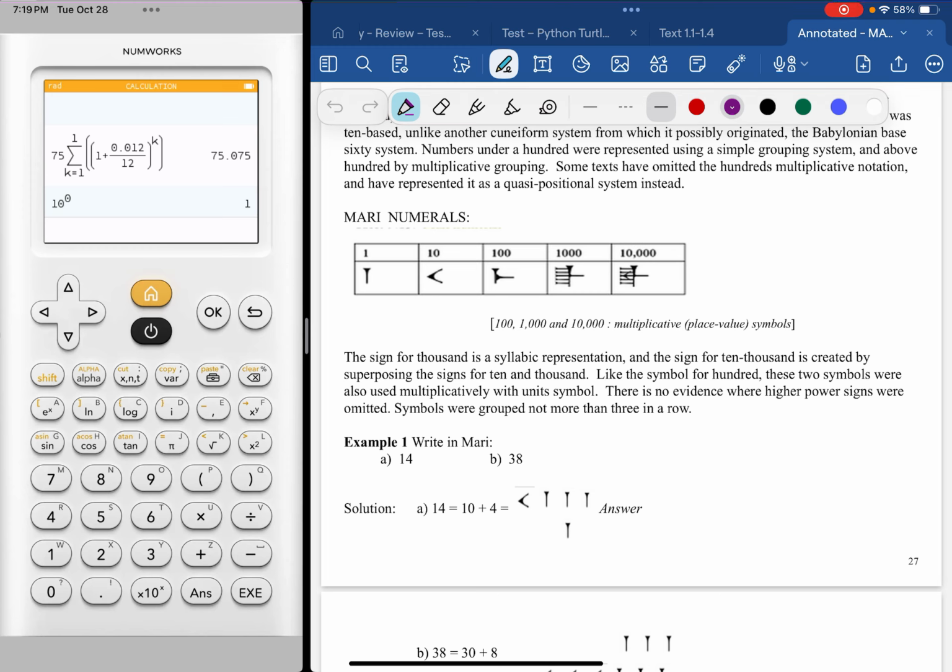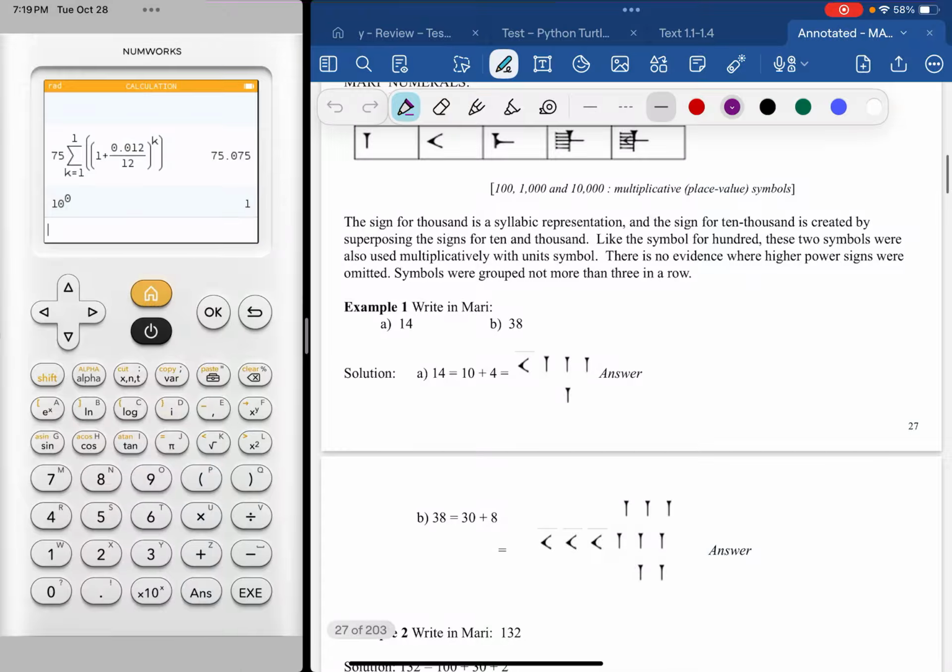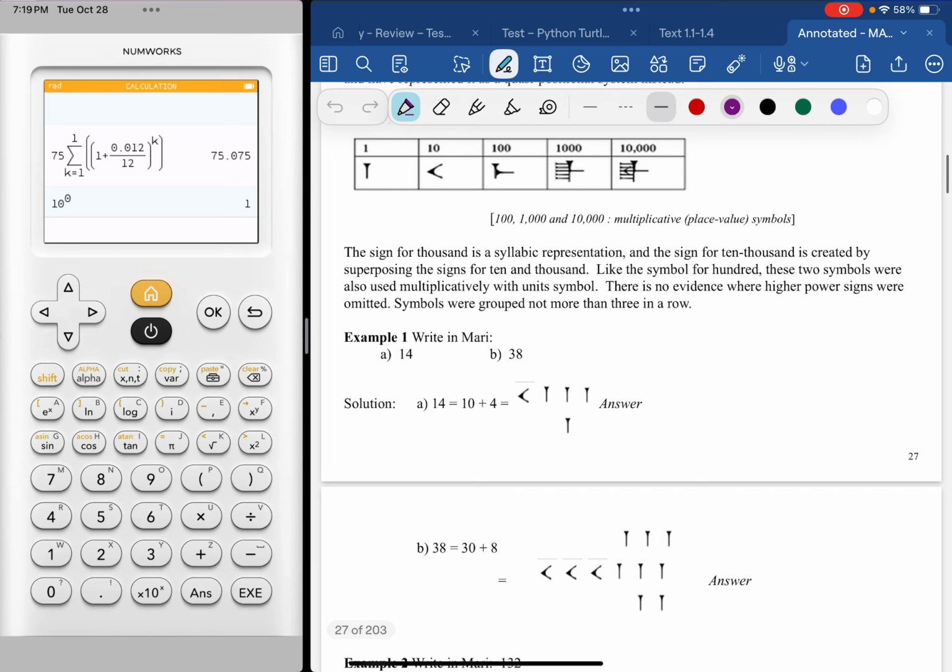And the sign for 10,000 is created by superimposing the signs for 10 and 1,000. Like the symbol for 100, these two symbols were also used multiplicatively with unit symbol. No evidence where higher power signs were omitted. Symbols were grouped not more than 3 in a row. All right, so that gives you kind of an idea of how it plays out. But we're kind of looking at it the same way we would for the other values.